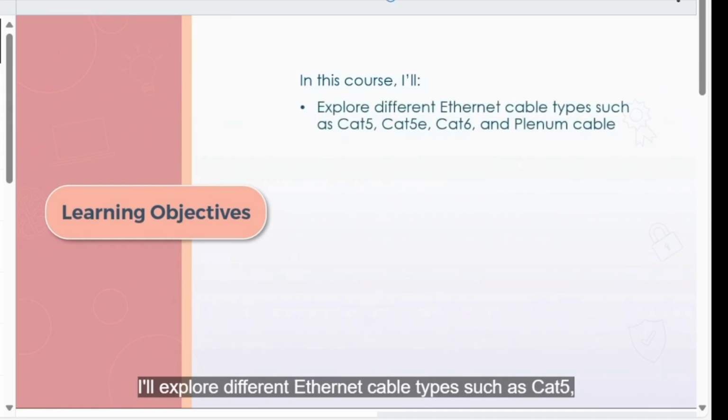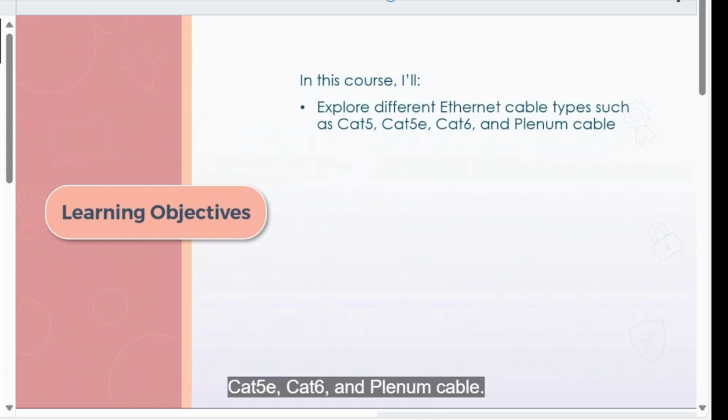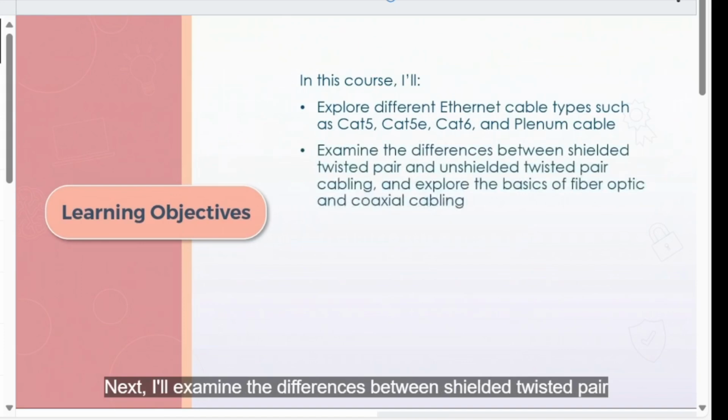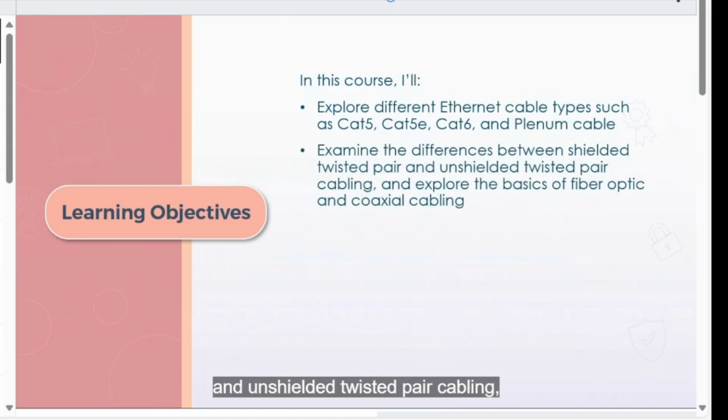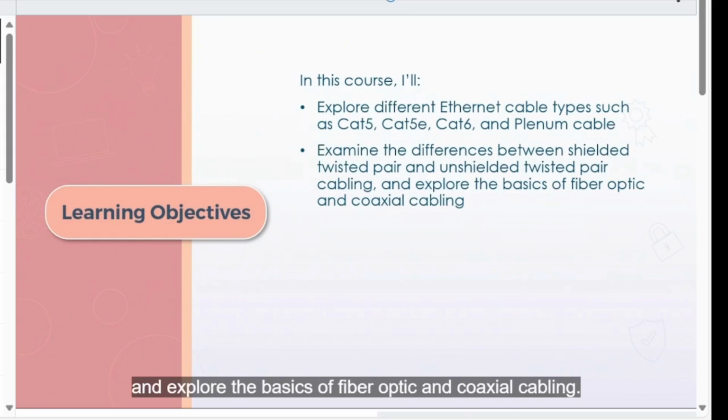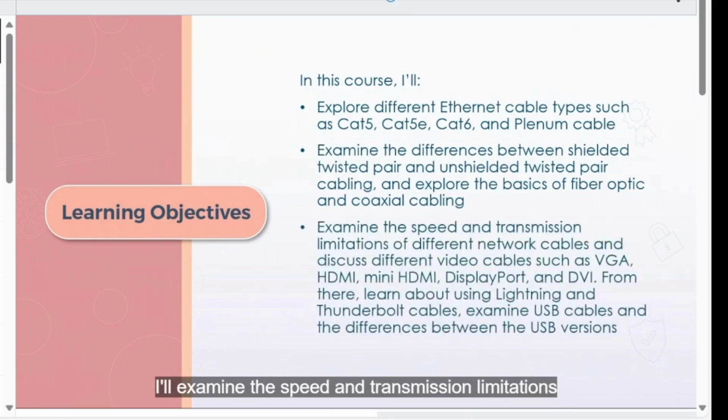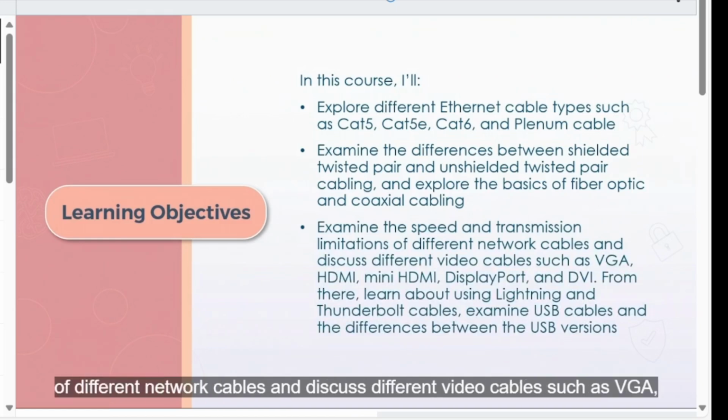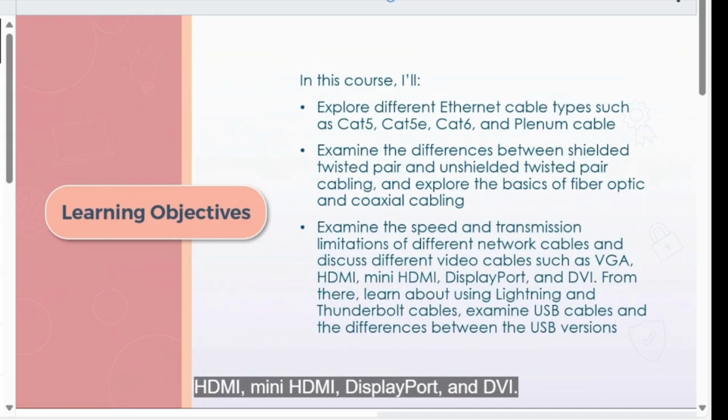I'll explore different Ethernet cable types such as Cat5, Cat5e, Cat6, and plenum cable. Next, I'll examine the differences between shielded twisted pair and unshielded twisted pair cabling, and explore the basics of fiber optic and coaxial cabling. I'll examine the speed and transmission limitations of different network cables and discuss different video cables such as VGA, HDMI, mini HDMI, DisplayPort, and DVI.